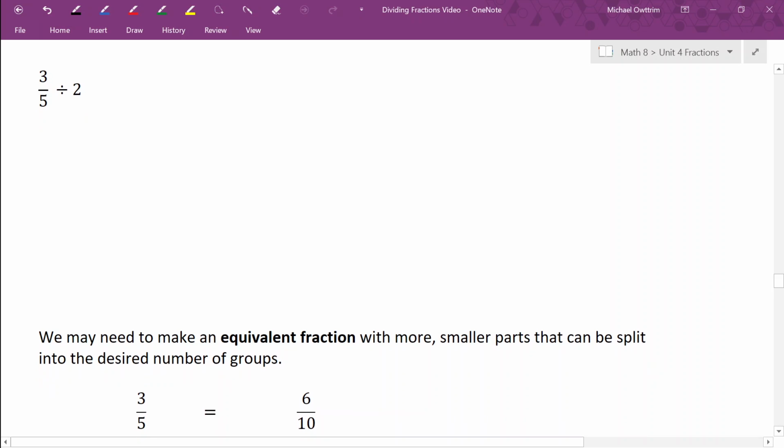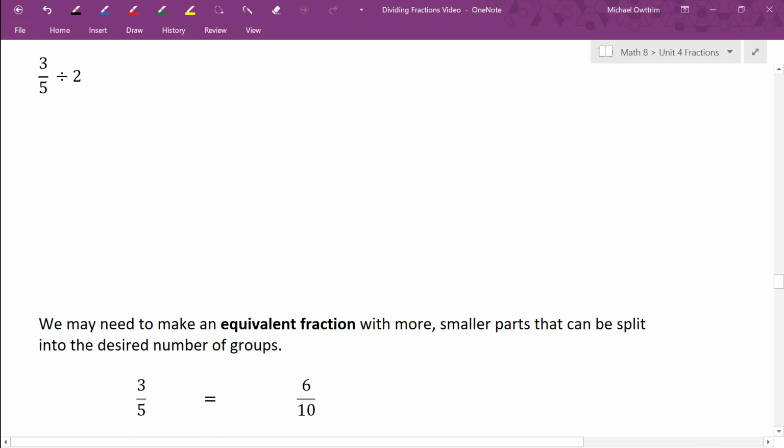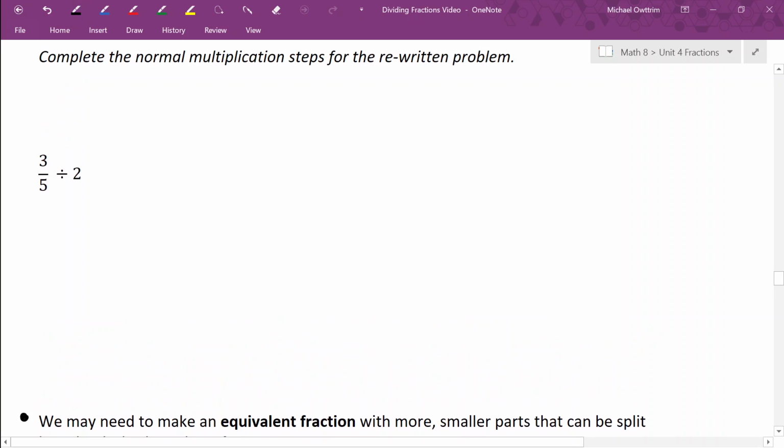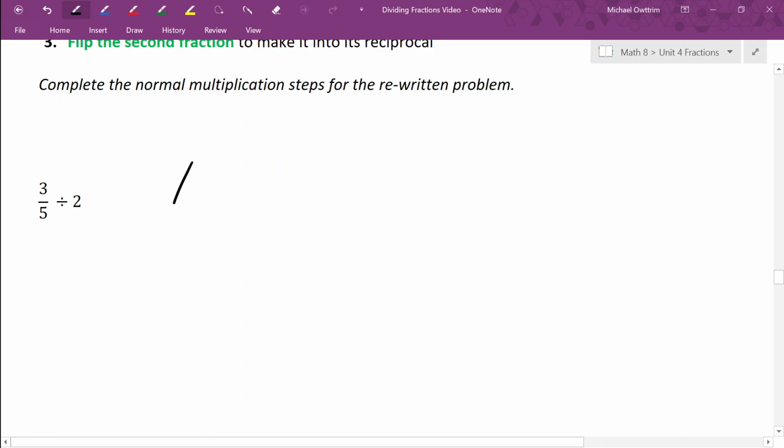So let's go ahead and take a look at that. I want to come back to the point that we made earlier, which is that we may need to make an equivalent fraction with more smaller parts that can be split into our desired number of groups. So our problem here is that we have 3/5. I'm just going to roughly draw fifths here, and that's a really rough drawing. 3 of them.